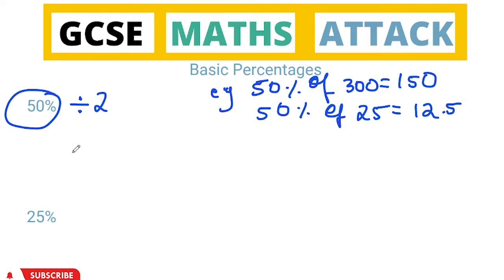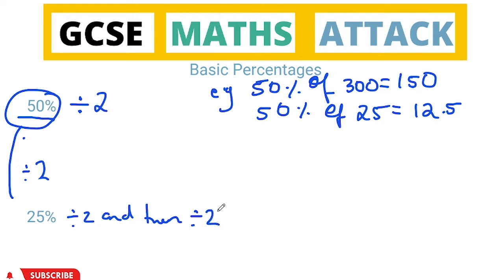How do I work out 25%? Well, the first thing I need to do is work out 50% by halving my answer. Then I must halve my answer again. So, essentially, all I'm doing is halving my answer and then halving my answer again. So I'm halving my answer twice.